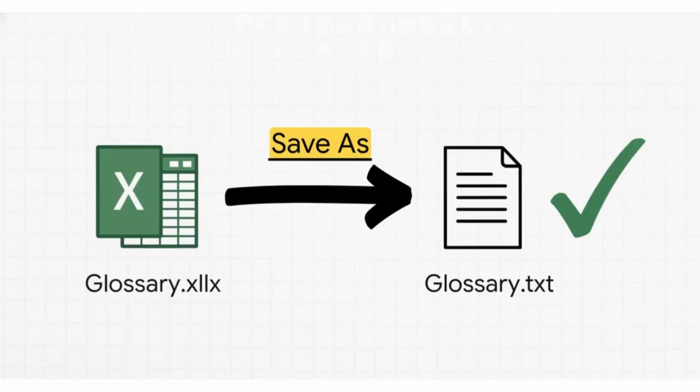And hey, if your glossary is sitting in an Excel spreadsheet, don't worry. Getting it into the right format is a piece of cake. Just use the Save As function and make sure you choose the Text, Tab Delimited, or .txt option. That'll give you a clean file that Xbench can work with perfectly.